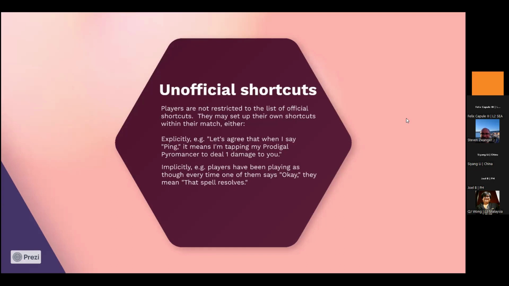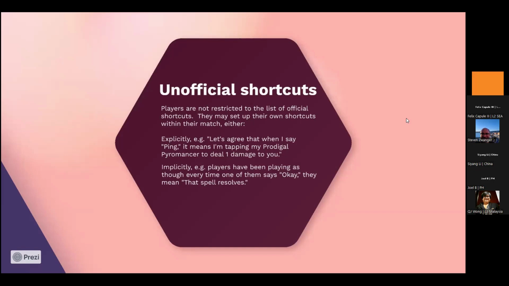It's also possible for players to set up a shortcut implicitly without discussing it, just because of their history of communication. So for example, as I mentioned earlier, the word okay has no official meaning in Magic. But if the players have been playing as though every time one of them says okay, that means the spell resolves, and you're called over to a match, let's say we're 30 minutes into the match, and they don't agree on the meaning of the word okay.